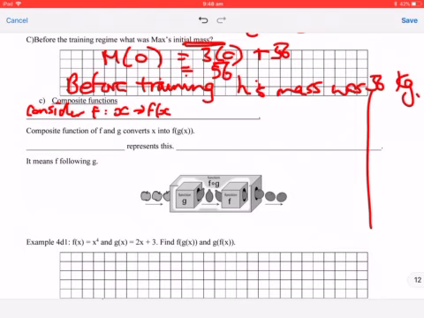Such that x is taken to f of x, so x becomes f of x. And another function or another machine, g, such that x becomes g of x. Okay, it goes into this machine and produces g of x. The composite function of f and g converts x into f of g of x. Now, don't worry about the terminology. You'll see an example and it'll make a bit more sense.